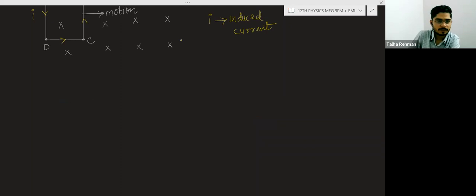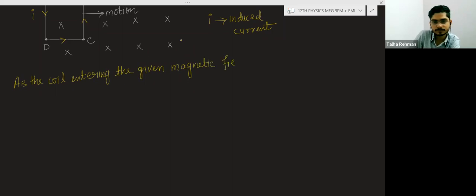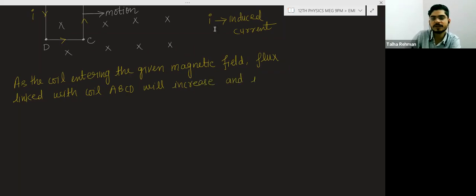So you can say as the coil is entering the given magnetic field, the magnetic flux linked with coil ABCD will increase, and current will be induced in the coil. Okay.